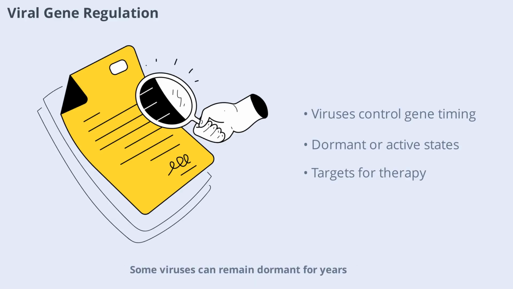Some viruses can remain dormant for years, turning their genes on only when conditions are right. Others rapidly express genes to hijack the host machinery. Understanding viral gene regulation is important for developing antiviral therapies.